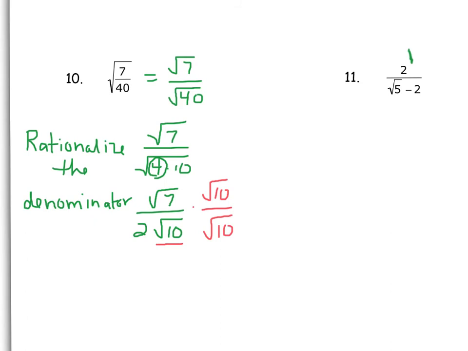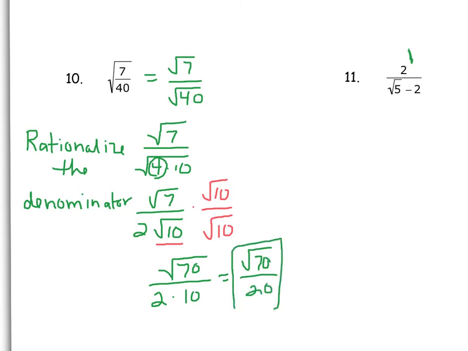Right? The numerator becomes square root of 70. The denominator becomes 2 times the square root of 100, which is 10. And then we can write our final answer as square root of 70 over 20. And now your radical is simplified as well as your denominator being rationalized.